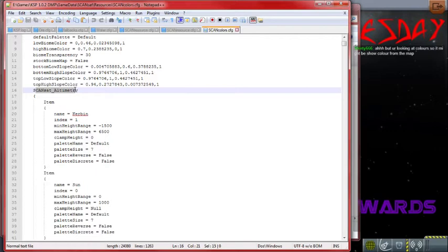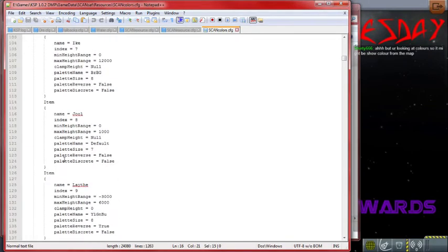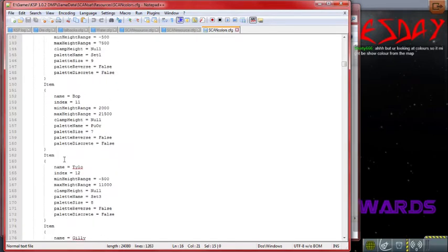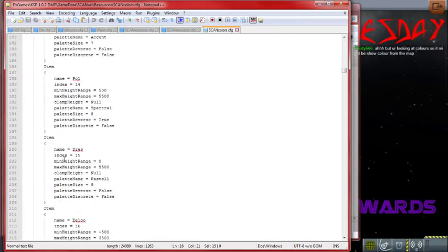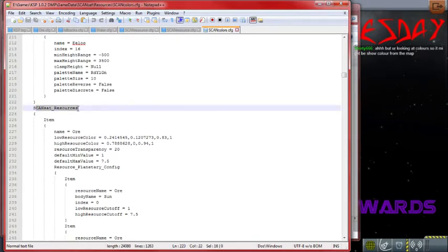So, ScanSat altimetry. I'm pretty sure you're not going to want to change any of this, because this is all about ScanSat's own built-in scanning. The only time that you're going to want to change any of this is if you add your own planets in. So ignore that section.